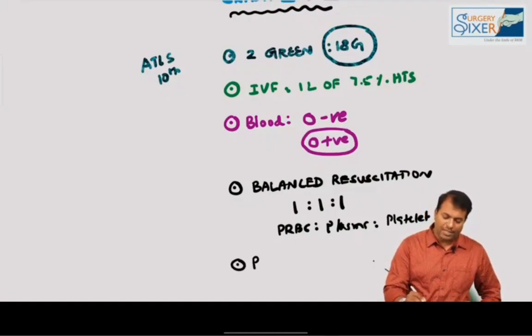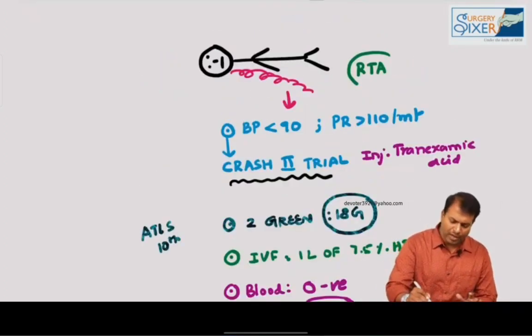Another protocol is permissible hypotension. What is this new concept? Permissible hypotension. For example, your patient here has a cut injury of the leg. For example, his leg is cut like this. He is bleeding from the leg only.